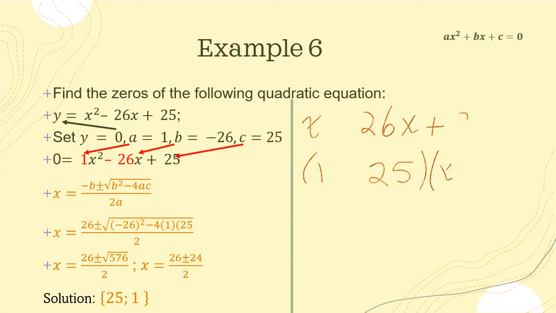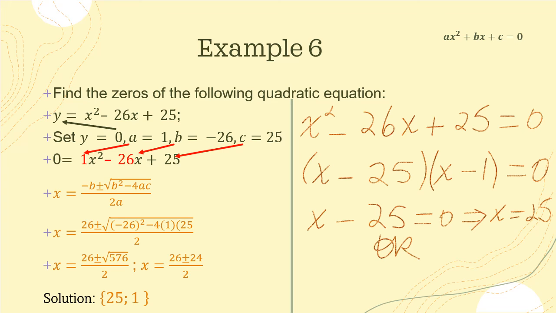Also, we can factor this quadratic equation as such.